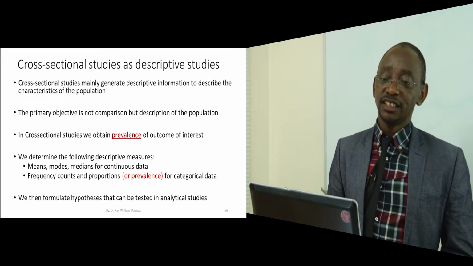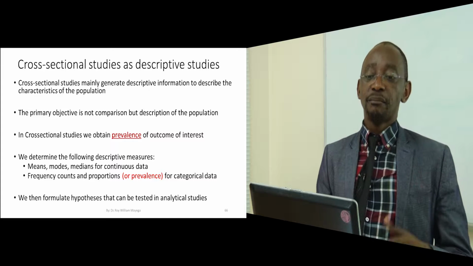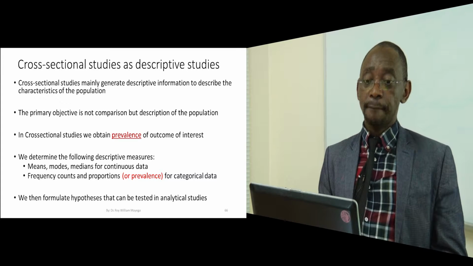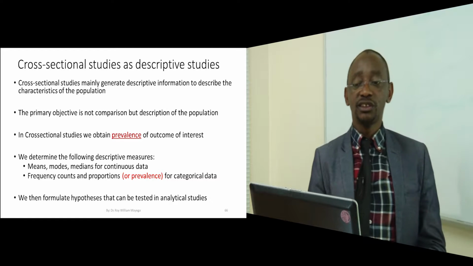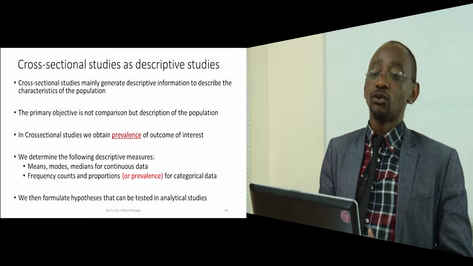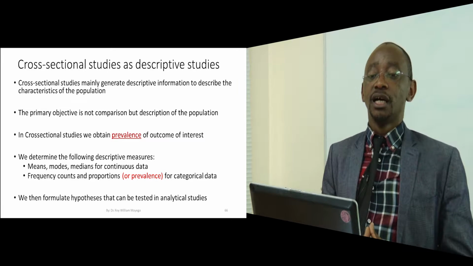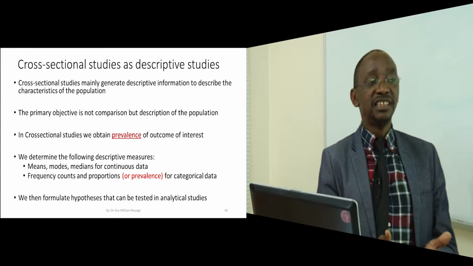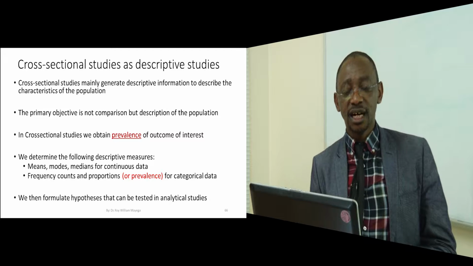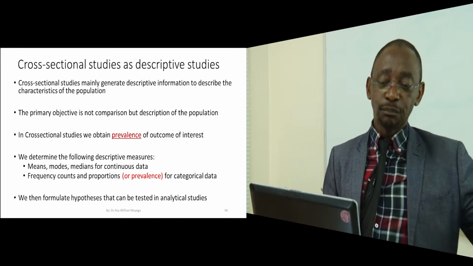So cross-sectional studies mainly generate descriptive information to describe the characteristics of the population. The primary objective is not comparison, but we can compare. The primary purpose of cross-sectional studies is to determine the prevalence of outcomes of interest. We determine several descriptive measures. For instance, for continuous data, we determine means, modes, and medians to describe the population at that point in time.